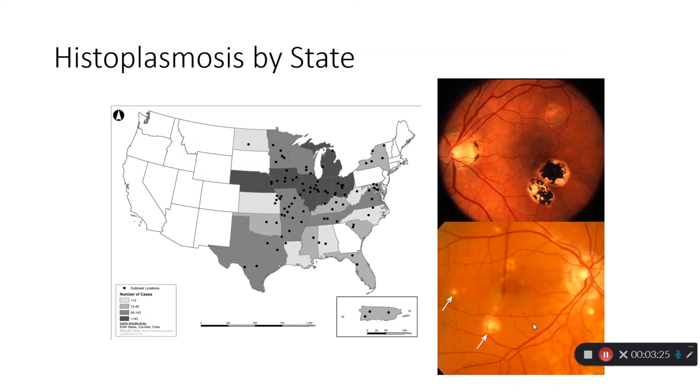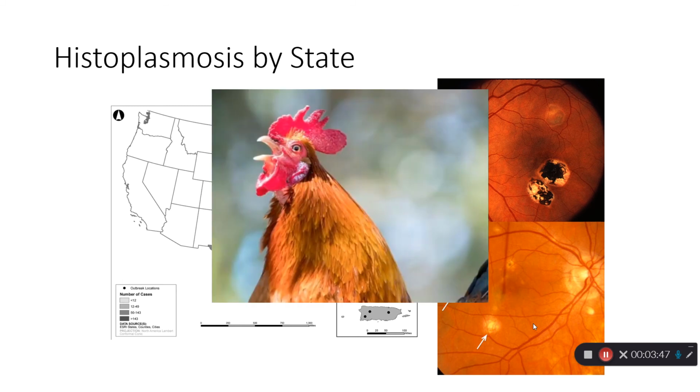Here's a more localized region for us. Most of us live in Indiana, so we're going to talk about this example. Here's a plot of histoplasmosis by state. Histoplasmosis is a fungal infection that can go into your retina and do serious damage to that retina. It's very common in the Midwest, but not so common in other parts of the state. And it's caused by chicken poop.